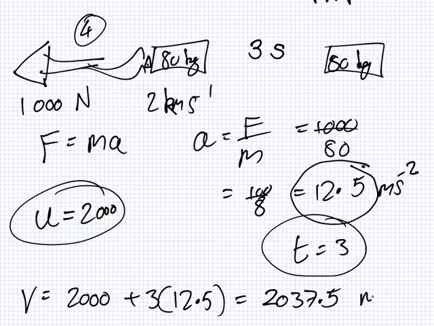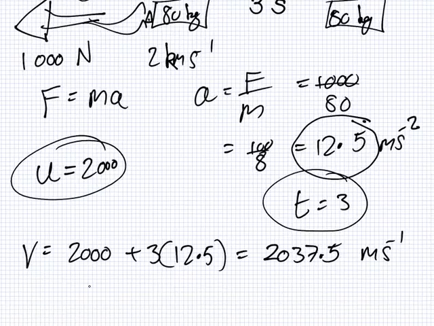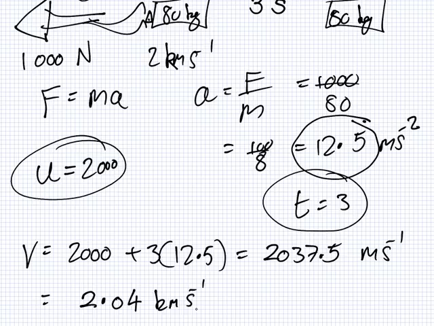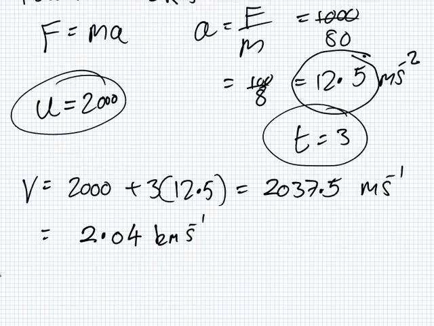So 2,037.5 meters per second, or if you prefer, that is 2.04 kilometers per second if you convert it back and round it off, although it's fine to leave it like this. 2037, yes, I've got the same. Okay, was that it for 4? Yeah, and you said 5 was tricky. Okay, what about 5 then?